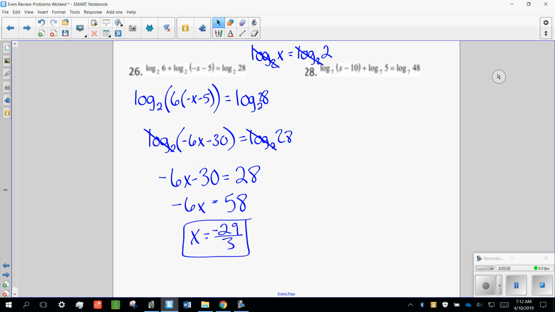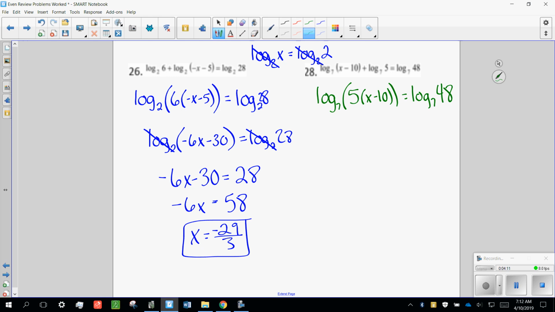Then on number 28, it's basically the same thing. We have 2 logs on the left side that are being added together, but because they have the same base, we can just multiply the 2 arguments. And so we get log base 7 of 5x minus 50 equals log base 7 of 48. We could also rewrite this in exponential form if we just got a number for the right side, but let's work on this 1-to-1 property.